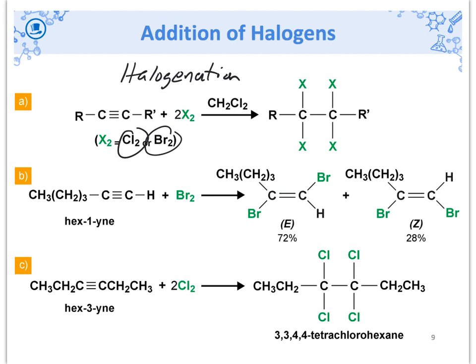We do a Markovnikov type addition, and we get mostly the E, the trans product. Don't worry about the Z. The major product would be the E. As with only one equivalent, with two equivalents, instead of adding two, you'd actually add four. Next up, I'm going to go through the mechanism for this halogenation.